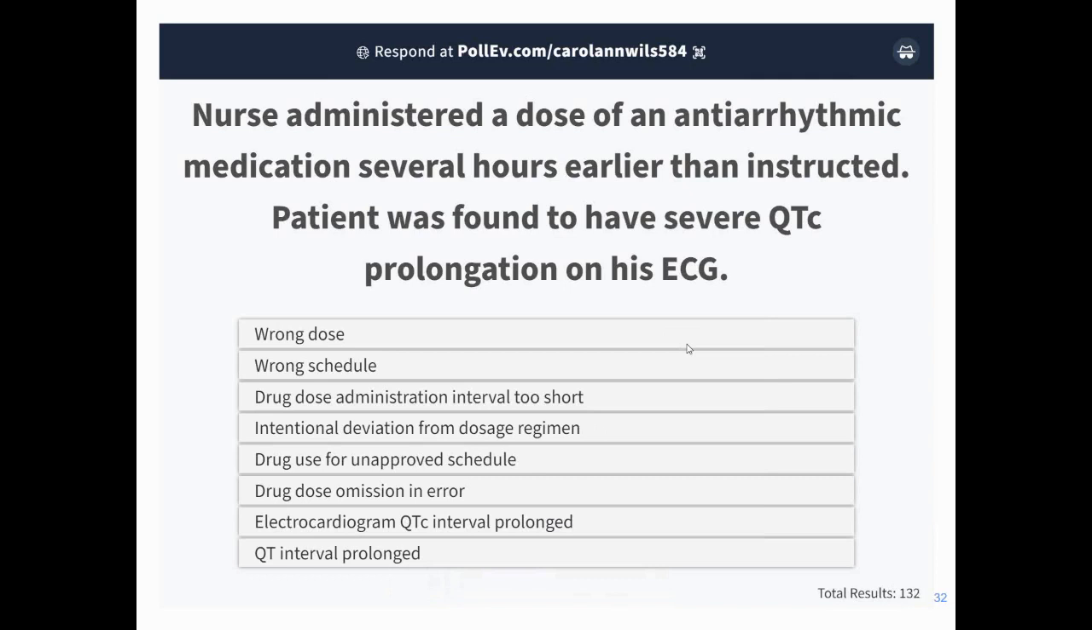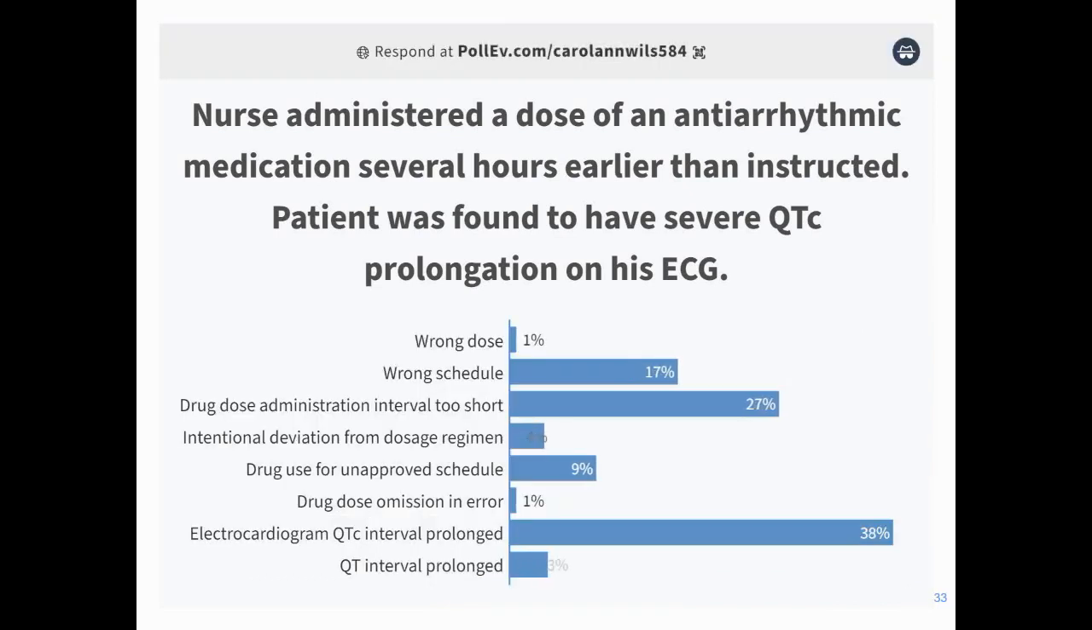Let us look into the poll results. More than 130 of you have already voted. Some of you would go for wrong schedule, but the majority vote for drug administration interval too short and electrocardiogram QTc interval prolonged. But drug use for unapproved schedule as well, intentional deviation from dosage regimen. So we have a split of opinions here, but the majority is going for either wrong schedule, drug dose administration interval too short, or electrocardiogram QTc interval prolonged.